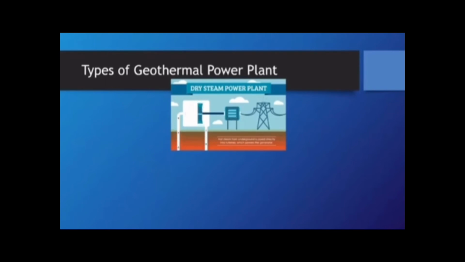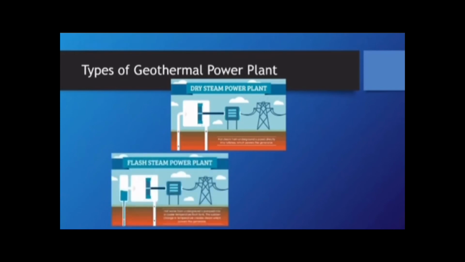Dry steam power plant. These plants use dry steam that is naturally produced in the ground. This steam travels from the production well to the surface and through a turbine, and after transferring its energy to the turbine, it condenses and is ejected back into the earth.